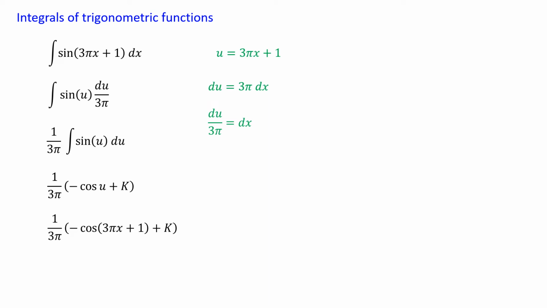This would be a certainly fine and acceptable answer, but for no particular reason other than neatness, I decided to distribute the 1 over 3 pi. When we multiply 1 over 3 pi times the constant k, we get some other constant, which I can call any other letter I want, and I've chosen c here for no particular reason other than it's traditional to end with a plus c.